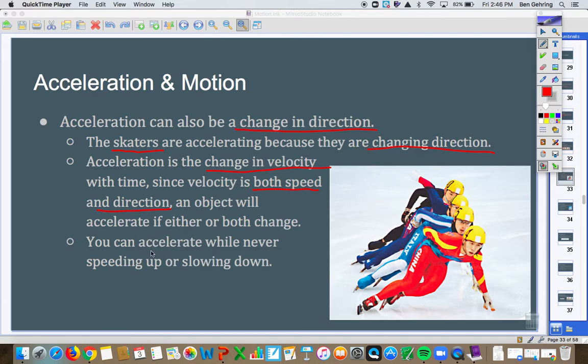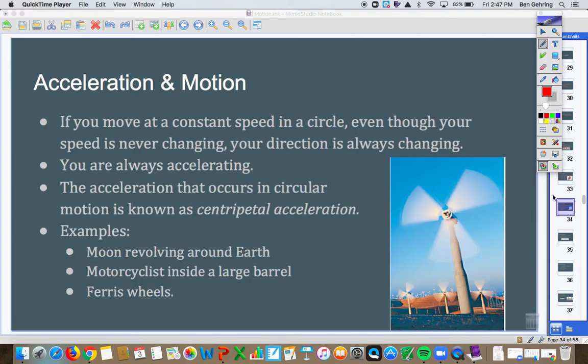And that means you can actually accelerate while never speeding up or slowing down. You can be in a car taking a corner at the same speed, and you are accelerating, although most of the time we think of speeding up. Speeding up, slowing down, or changing direction are all ways you can accelerate. If you move at a constant speed in a circle, even though your speed is never changing, your direction is always changing, you are accelerating. You are always accelerating, constantly.